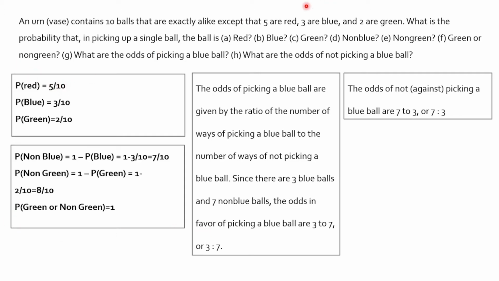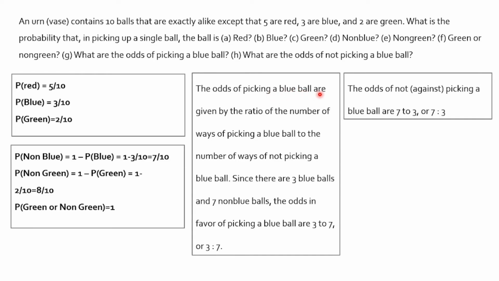P of red is equal to 5 by 10. P of blue is 3 by 10. P of green is 2 by 10. P of non-blue is 1 minus P of blue, which is 1 minus 3 by 10, so 7 by 10. P of non-green is 1 minus P of green, which is 1 minus 2 by 10, so 8 by 10. And P of green or non-green is 1.